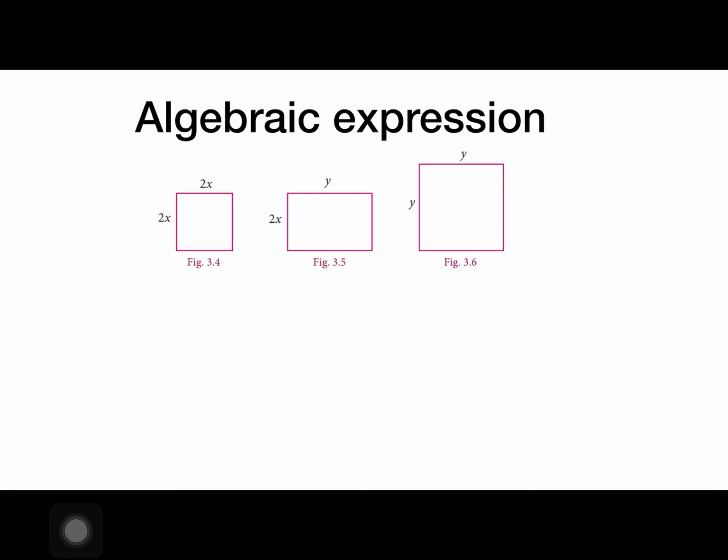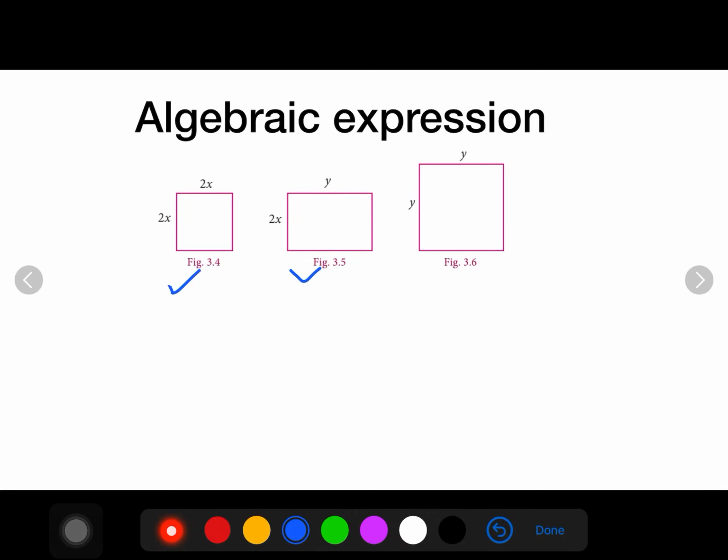Before getting into the chapter, we have already studied what algebraic expressions are and what an expression is. Let's have a quick recap. Here we have three figures: a square, a rectangle, and a square. The sides of the first square are 2x and 2x, and the sides of the rectangle are 2x and y, and the sides of the last square are y. Now we are going to find the area of each figure and find the total area occupied by them.